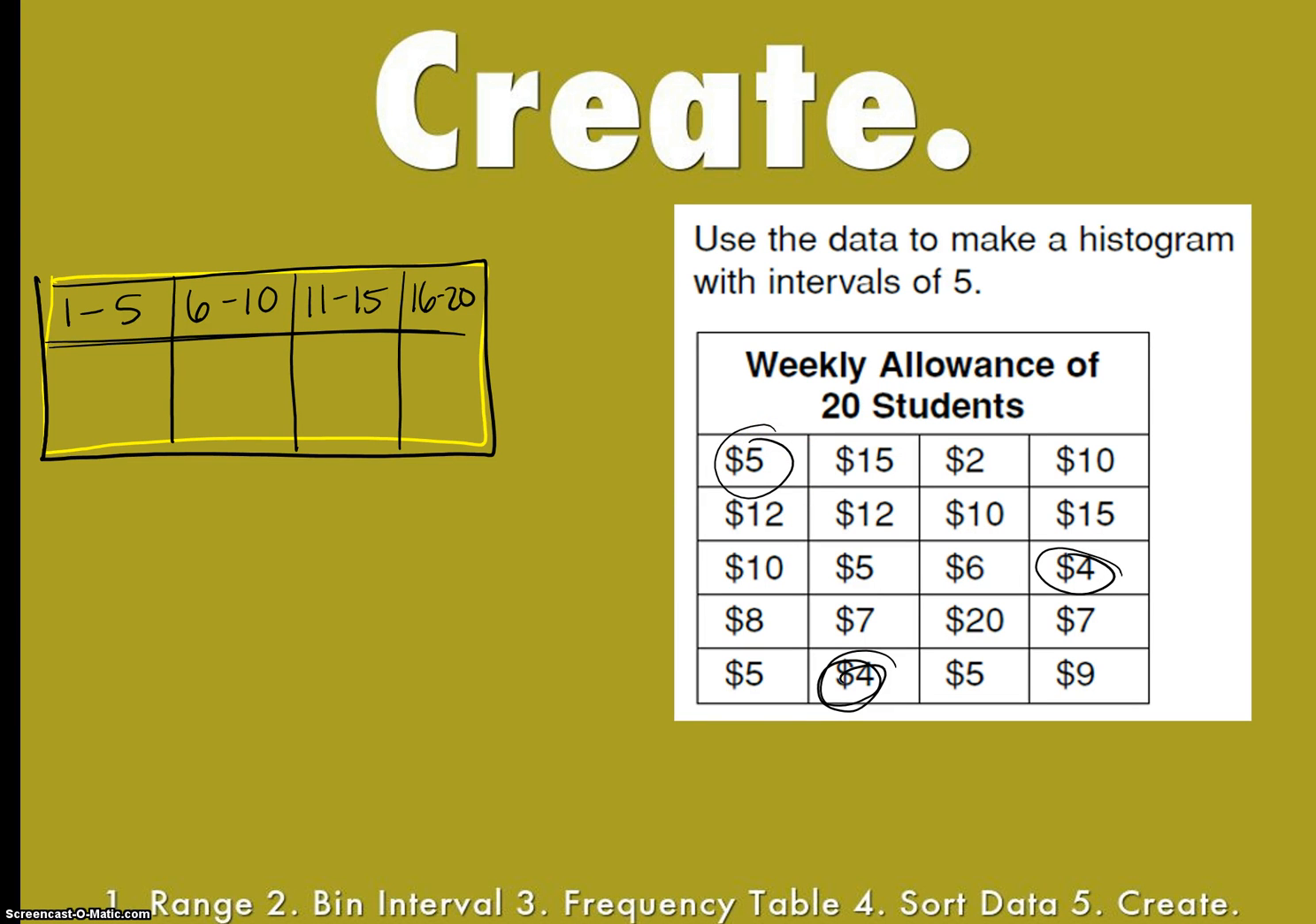I usually like starting at 1 to 5, 6 to 10, 11 through 15, 16 to 20. So these are all intervals of 5 because they all represent 5 numbers. So if you start, you have 1, 2, 3, 4, 5. Those are 5 numbers, so they're all going to go into that bin.